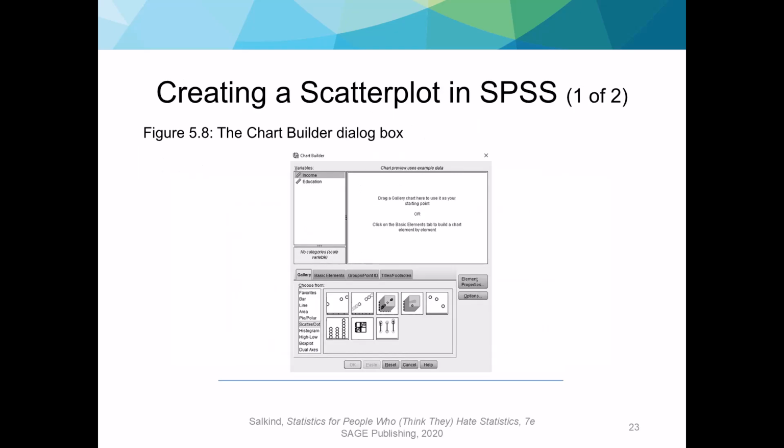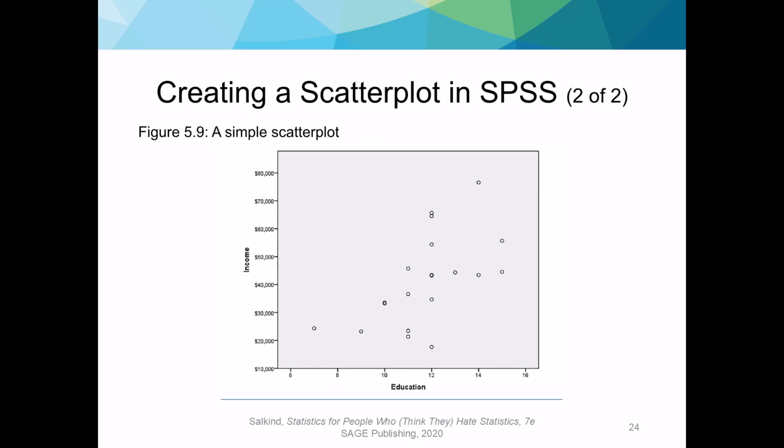You can also use SPSS to create scatterplots. This is the chart builder dialog box, where you would drag and drop the scatterplot option and assign your variables to the axes. This is the simple scatterplot generated by SPSS, which visually represents that 0.574 correlation between income and education that we saw in the output.